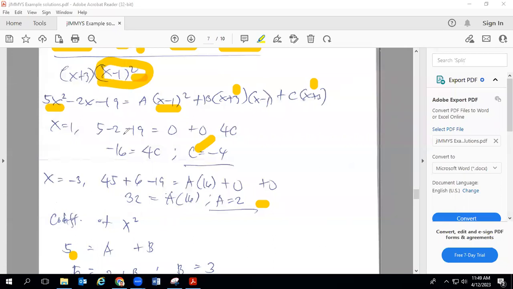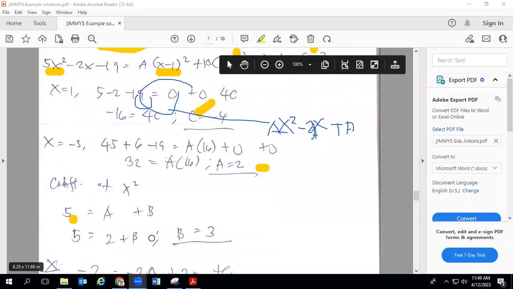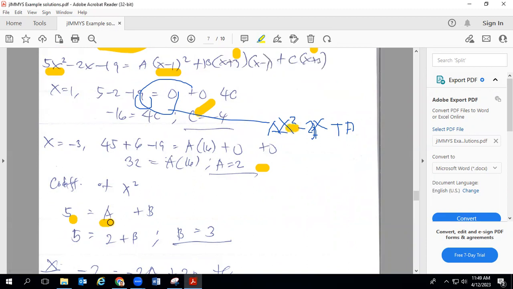If you're going to expand this one, this will give you x squared minus 2x plus 1. So looking at here, what is the coefficient of x squared? If you distribute A, this will become, of course, A. Here you have also A, and then here you have also A. So the coefficient of x squared here is what? A. Okay, the coefficient of x squared here is A.